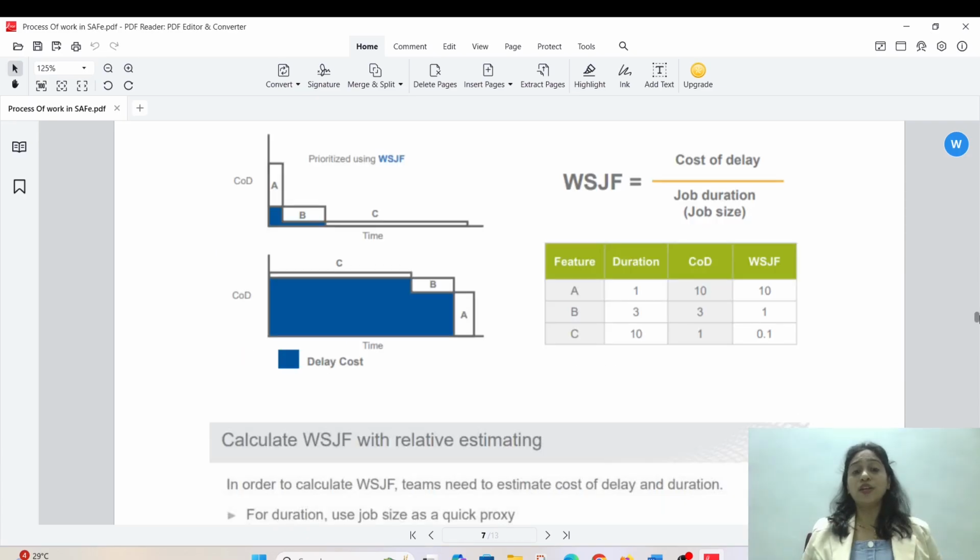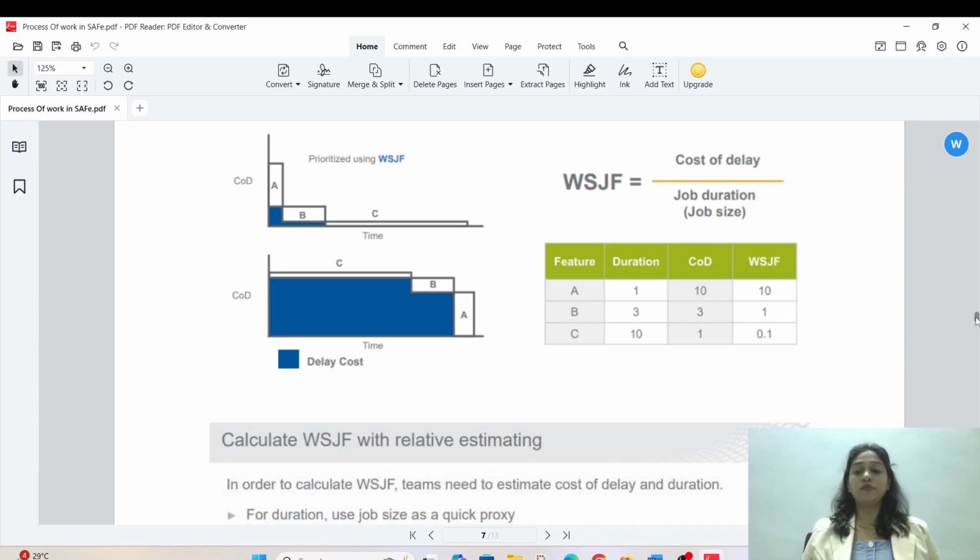Okay, so in this example you can see features A, B and C having durations of 1, 3, 10 and cost of delay of 10, 3, 1. So WSJF is 10, 1 and 0.1. Okay, so this is the time we can get, right? Duration one, cost of delay is 10, correct? So you can see the A, B, C difference. The delay cost you can see in the graph, right?